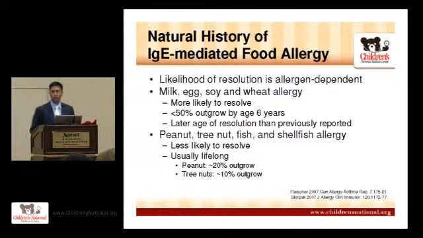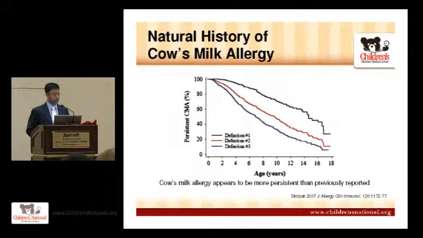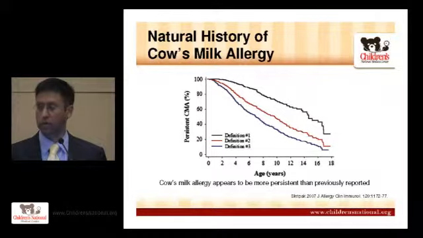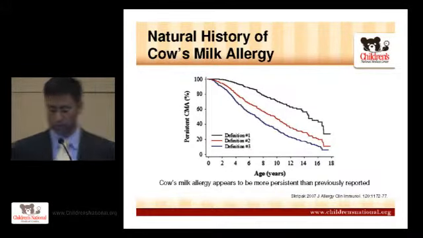Peanut allergy is usually lifelong. Only about 20% of children will outgrow it. Tree nut is even more persistent. Only about 10% will outgrow it. This is a study done at Hopkins a few years back, just looking again at this idea that milk allergy appears to be more persistent than we used to think. So at 6 years of age, for example, only about 10% of children at best have outgrown their milk allergy, but by age 18, upwards of 80% have. So definitely there's still a chance to outgrow it even into the teenage years.